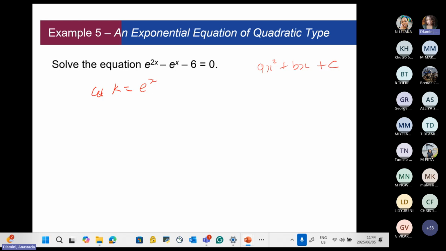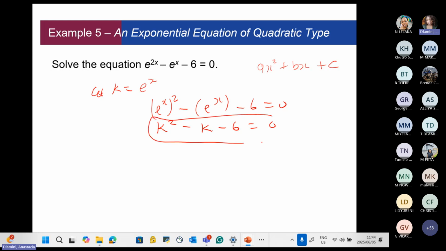Then if we rewrite this, we say e to the power of 2x minus e to the power of x minus 6. Do you see that? Equals to 0. Then you put K where you see e to the power of x. Do you see now it's a quadratic equation? Then we factor the quadratic. It's going to be k minus 3 and k plus 2.